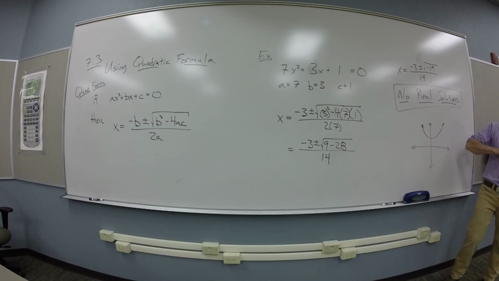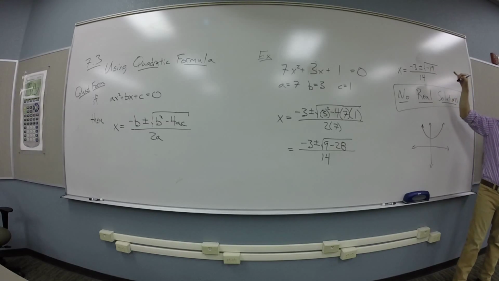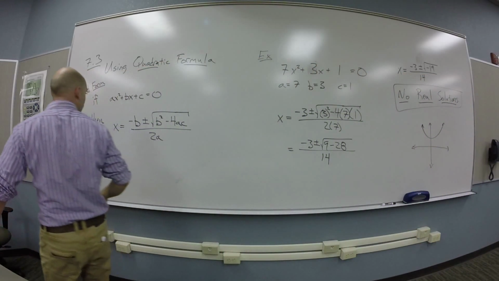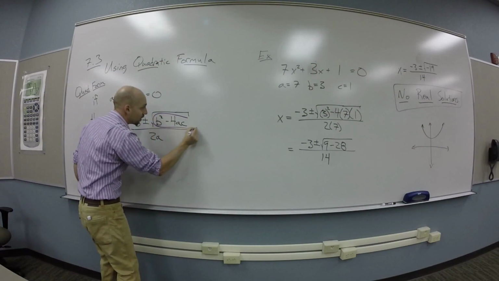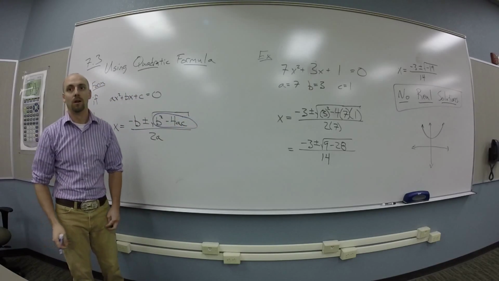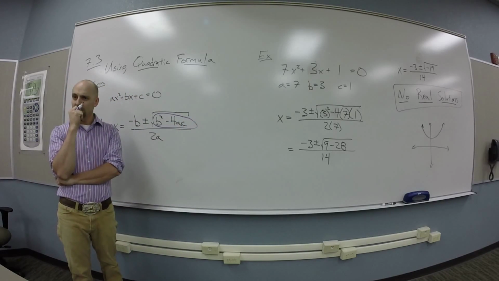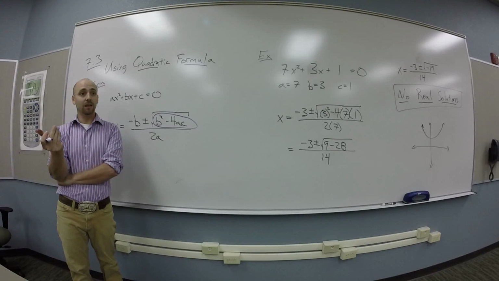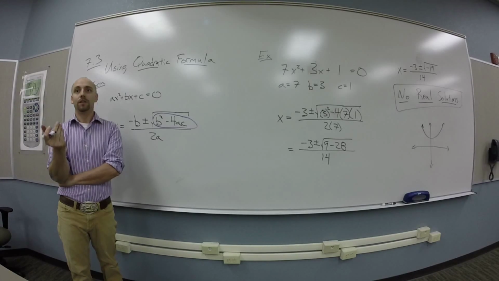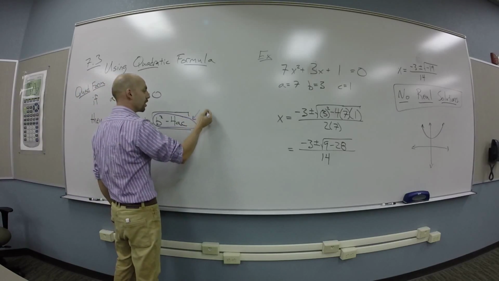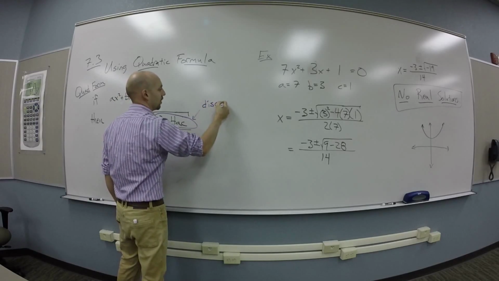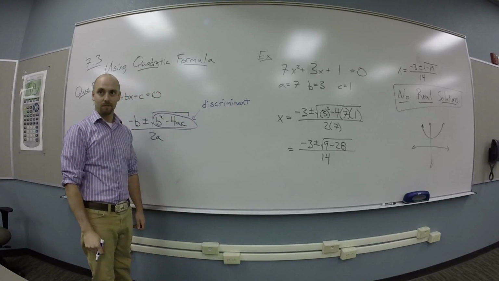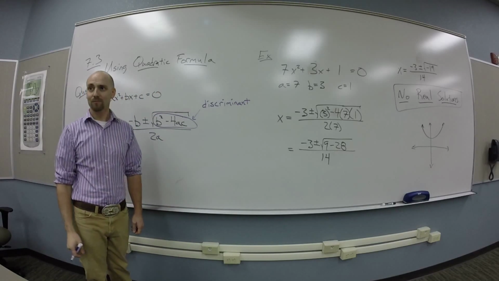Okay, so when you get a negative under the square root, in fact, this part of the quadratic formula, this guy right here, what did I just learn? If it's negative, there's no real solutions, right? This thing is so special that we give it a name. We call it the discriminant.